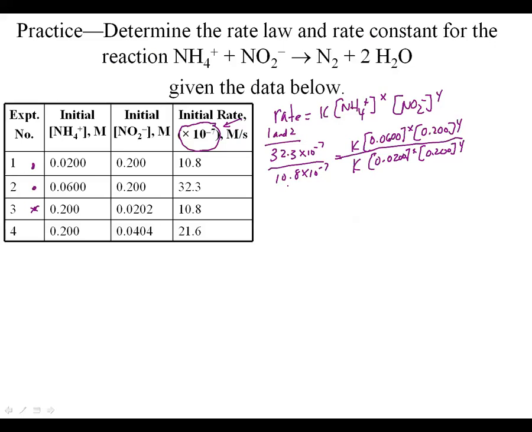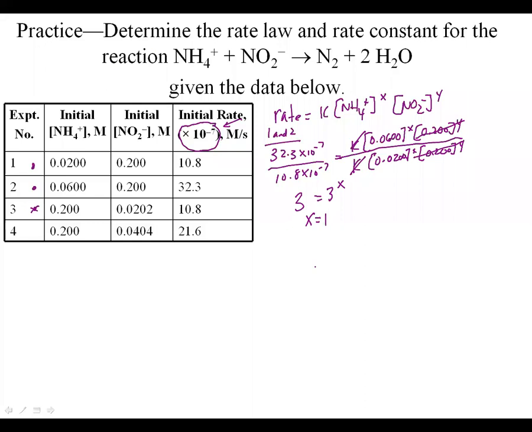So when we do a little dividing here, we're going to end up with approximately 3, 2.9999. Our K's are going to cancel. This is going to give us 3 to the X. And again, these guys will cancel as well. Here we see X will equal 1 in that case.